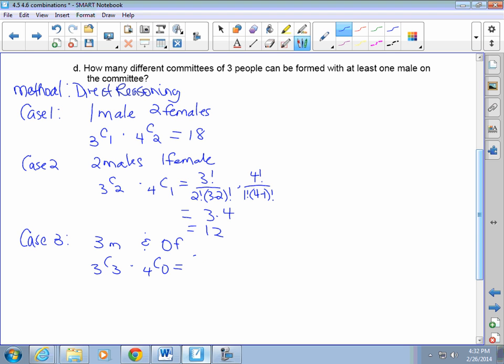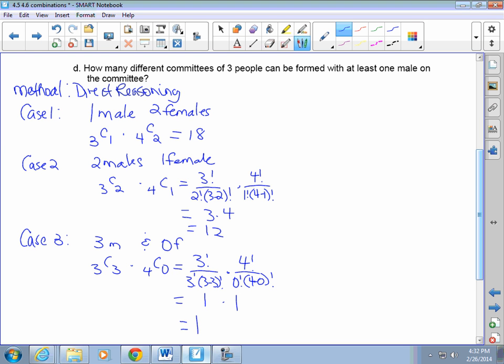So 3 choose 3, that's 3 factorial over 3 factorial times 3 minus 3 factorial, times 4 factorial over 0 factorial times 4 minus 0 factorial. So 3 factorial over 3 factorial times, this 3 minus 3 factorial is just 0 factorial, so that's going to be a 1. So these will just cancel, so that leaves me with 1. 4 factorial over 0 factorial, which is just a 1. 4 minus 0 is 4 factorial, so I have 4 factorial over 4 factorial, so it's 1.